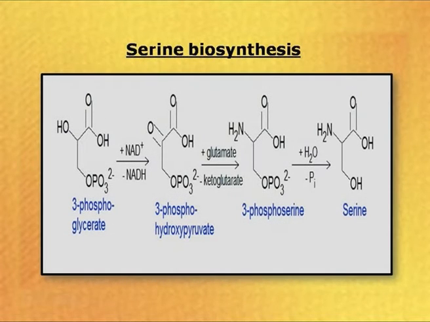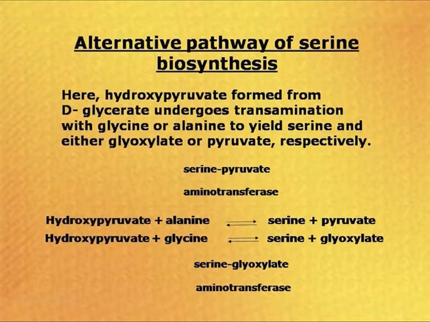Now serine is another amino acid which is produced from 3-phosphoglycerate. An alternative pathway of serine biosynthesis also exists in some organisms, where hydroxypyruvate generated from D-glycerate undergoes a transamination reaction with either alanine or glycine, thereby resulting in the generation of serine and either pyruvate or glyoxylate respectively.